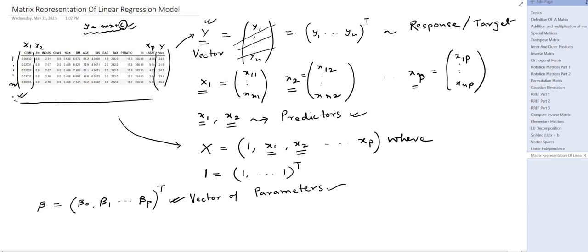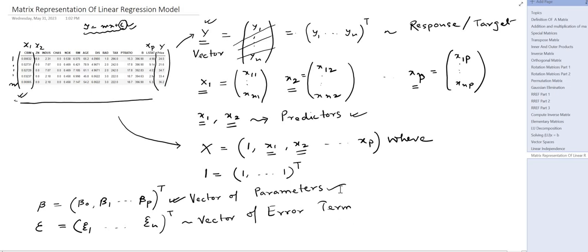And then finally we have one more component. If you remember, there will always be an error component. So epsilon is that error component, and it can be written as epsilon 1 to epsilon n, because that is for each observation, and then the transpose. It is a vector of error terms.